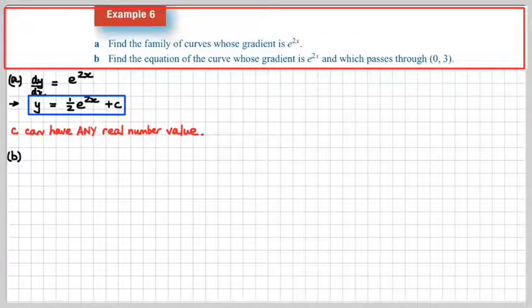B. Now, this is a specific solution which we're going to substitute our value of x as 0 and y as 3 into, to work out what c is in this particular instance.